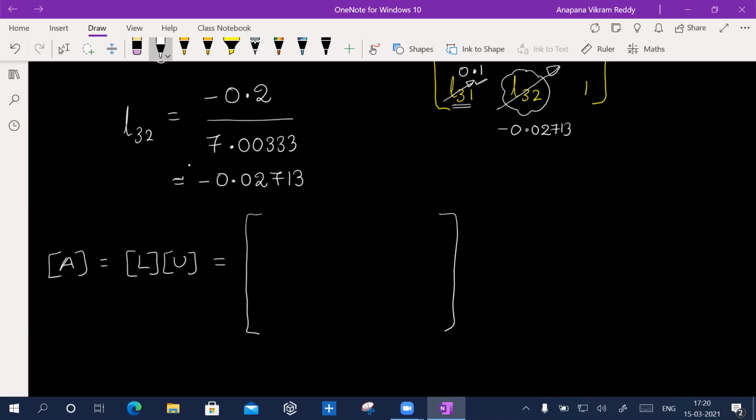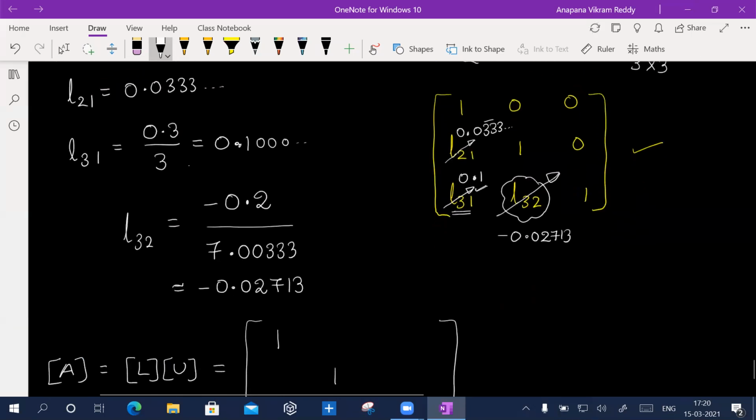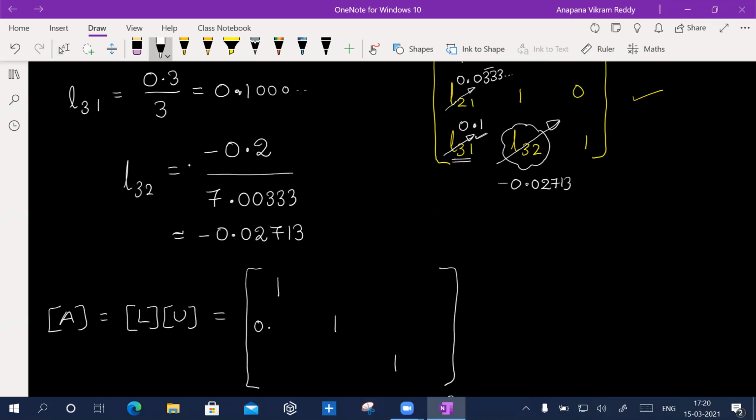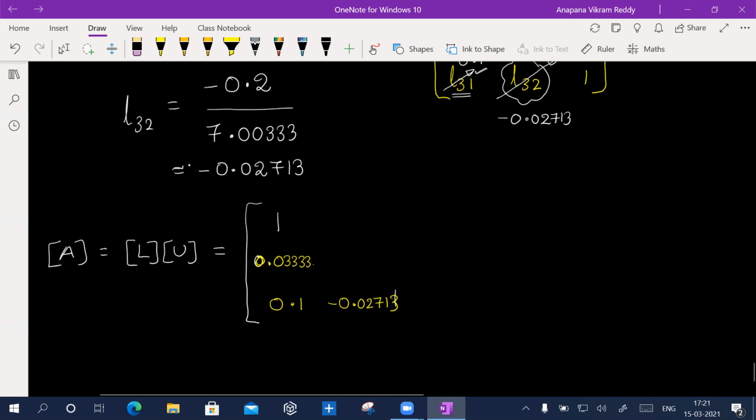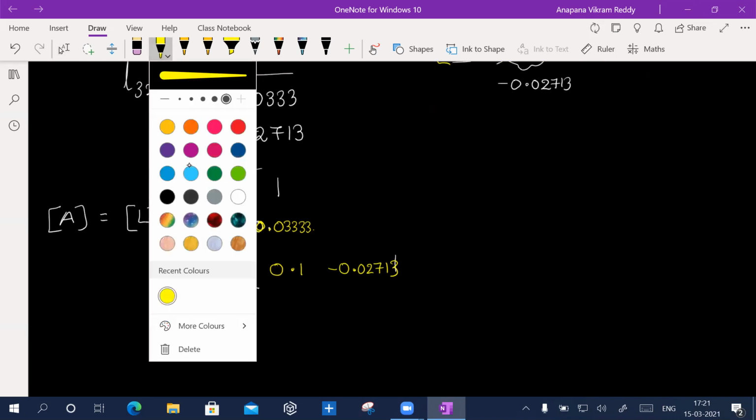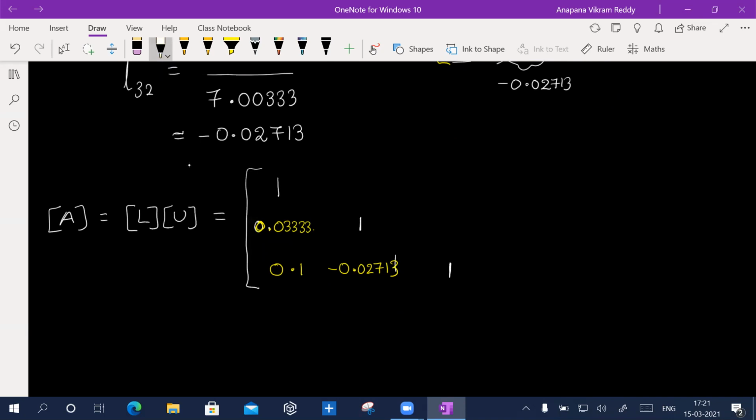exams especially. Okay, I have a 3 by 3 matrix. So for lower triangular matrix, I'll take diagonal ones, and I have my stuff ready. So this one is, let me use yellow for this, just to segregate from other elements, 0.03333, and so on. And this is 0.1, and this one is negative 0.02713. So what I'll do here is I'll remove, okay. So I have principal diagonal 1 here, and again I'll be having 1 here, okay? So I have remaining zeros, so 0, 0, and 0.